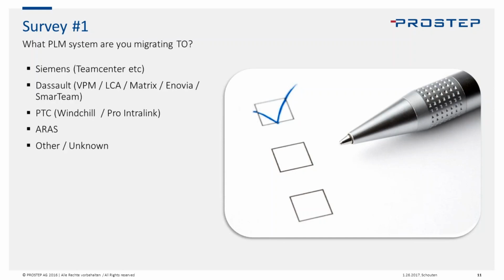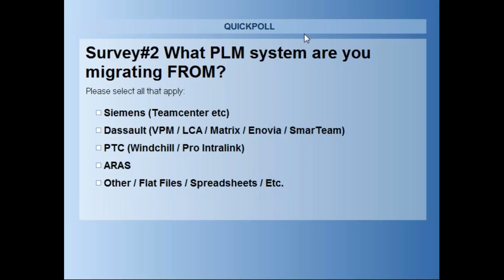Advance the screen. Okay, survey number 2 coming right up. Well, as you can imagine, first we asked you what you were migrating to. Now we want to share with everybody what you're migrating from. In this case, it's a multi-select. So people oftentimes are going from more than one system to another system. Again, we'll give people a chance to select here.